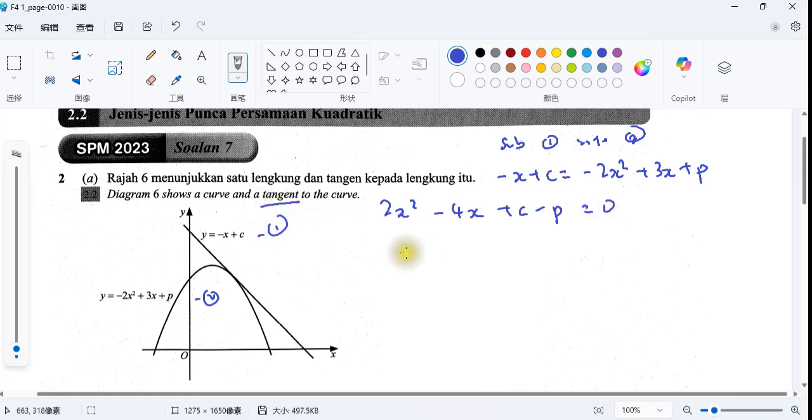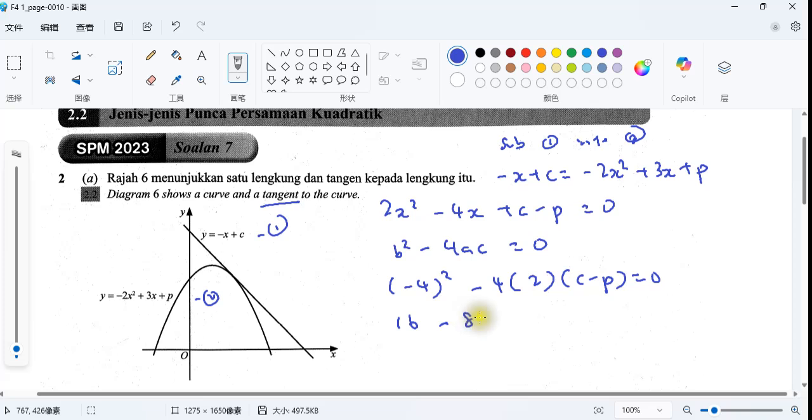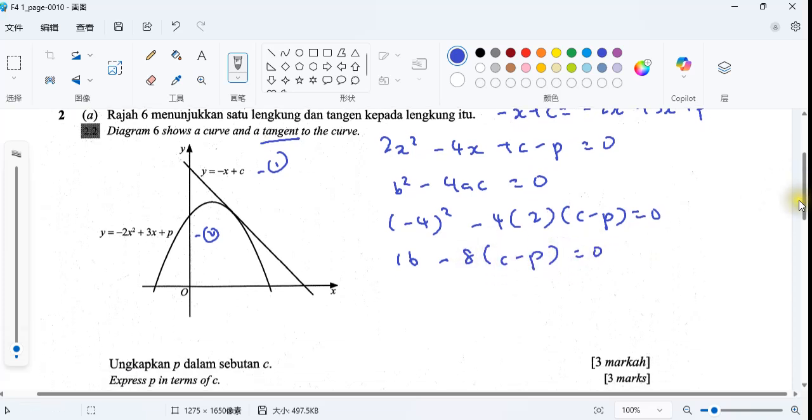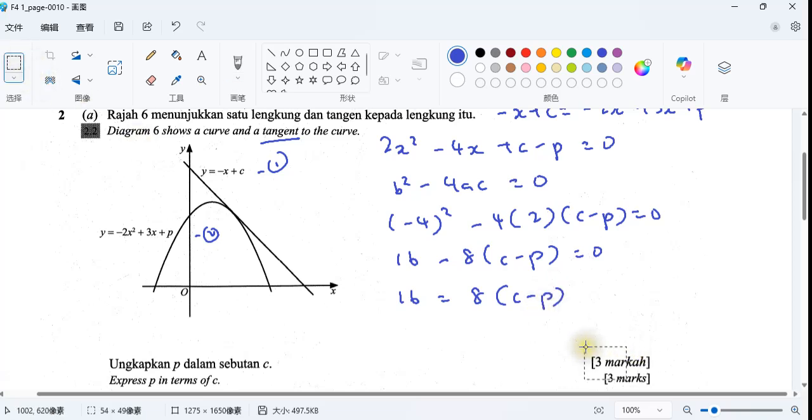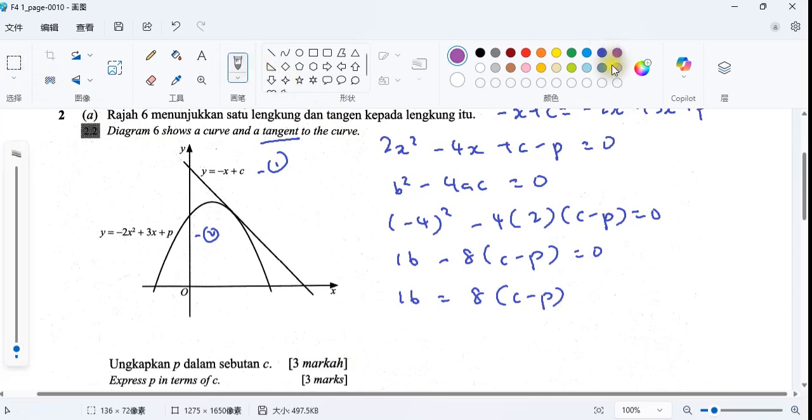So it is tangent, so b squared minus 4ac equal to 0. Negative 4 squared minus 4 times 2 times (c minus p) equal to 0. 16 minus 8 times (c minus p) equal to 0. So we have 16 equal to 8 times (c minus p). Okay, so all divided by 8.